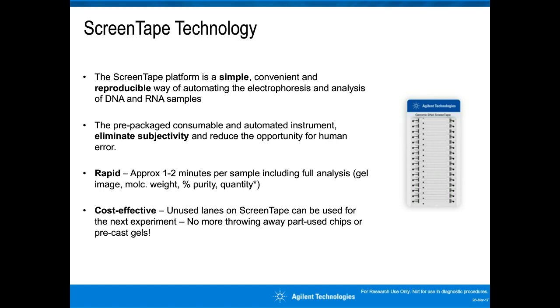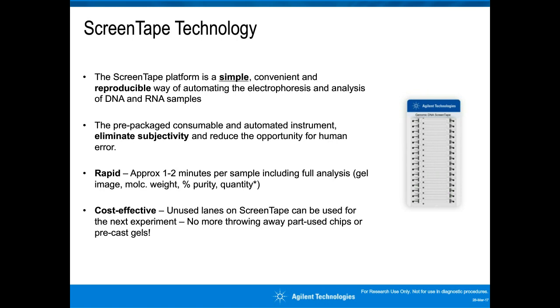Because the consumables are pre-packed and the system is automated, it eliminates the subjectivity and reduces the opportunity for human error. At the same time, it's rapid, as it only takes about 1 to 2 minutes per sample, including the full analysis, which provides sizing and quantitative information, as well as purity and sample integrity, which we will see in the following. Furthermore, the system is cost-effective, as unused lanes on the ScreenTape device can be used at a later point of time. This enables flexibility in throughput at constant cost per sample.